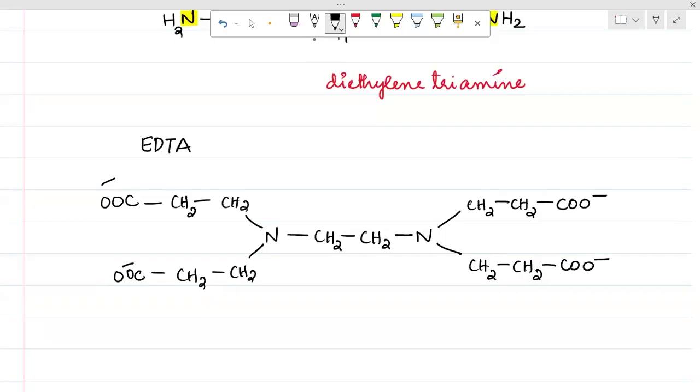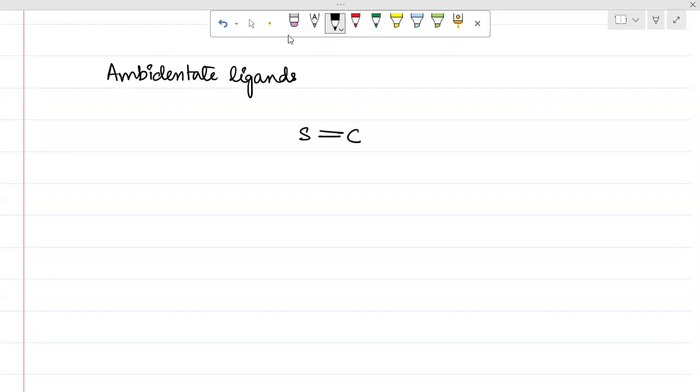Okay, so the next one, please write ambidentate ligands. Ambidentate ligands are those where there would be 2 donors, but they are not bidentate. Let me explain. This is a good example of an ambidentate ligand, and we wrote this example in monodentate ligands as well.